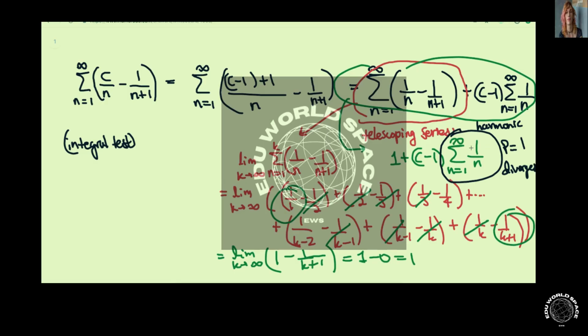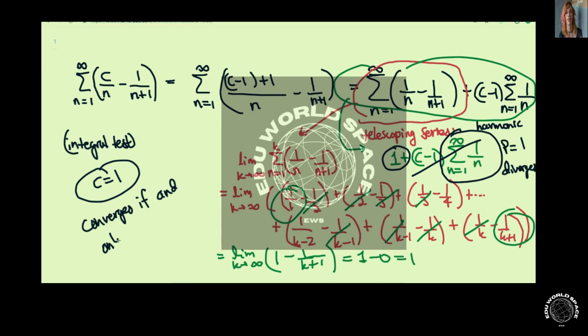So unless we want this series to diverge, we should go ahead and take c equals 1. Because then that'll wipe off this here, and that'll ensure that our sum converges to just the number 1. So it converges if and only if c equals 1.